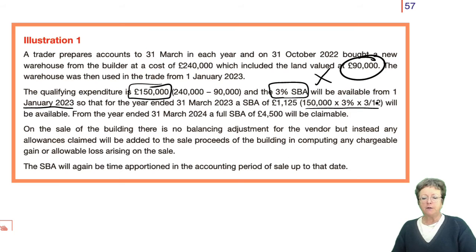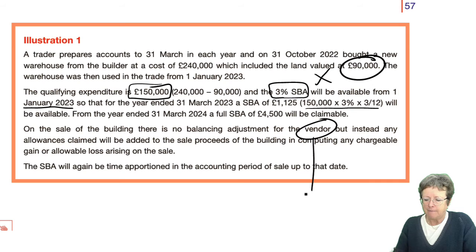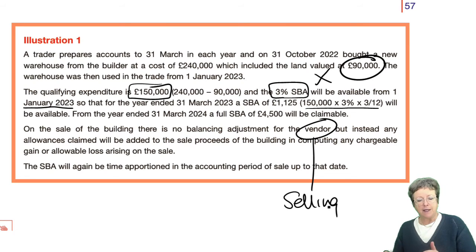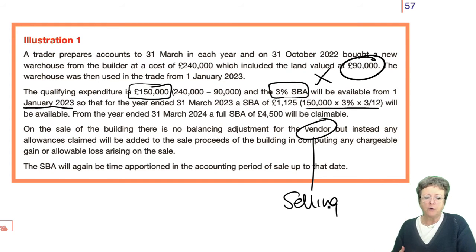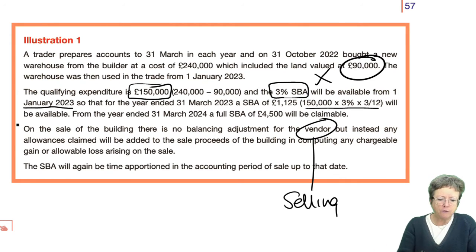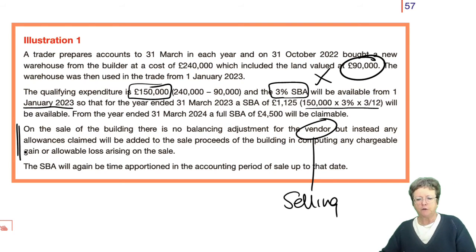On the sale of the building, there's no balancing adjustment for the vendor, the person selling. But instead, any allowances claimed are added to the sale proceeds of the building in computing any capital gains or capital losses. The SBA again will be time apportioned in the accounting period up to the date of sale. So if they sell it part of the way through the year, 3, 6, 9 months into the year, they can only have the time proportioned. So this is the rule of how you would deal with it when it is sold.